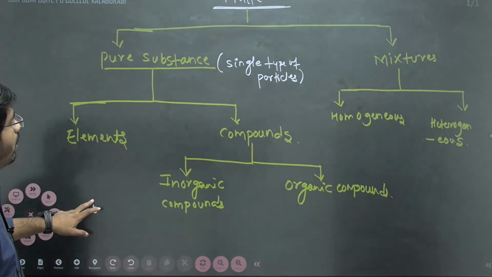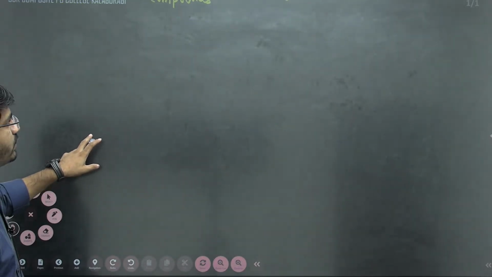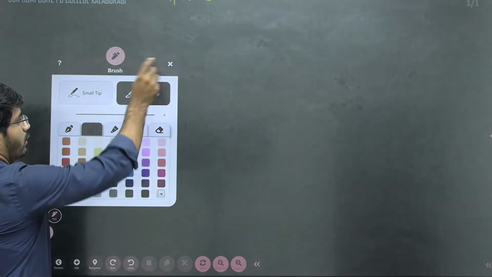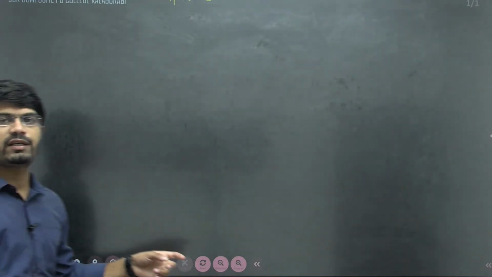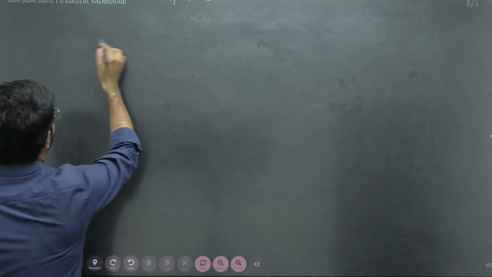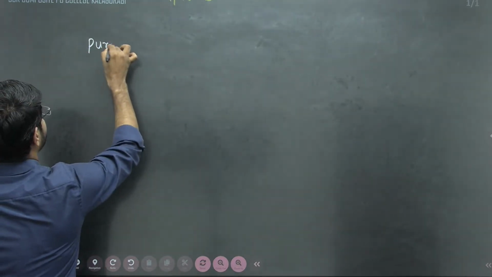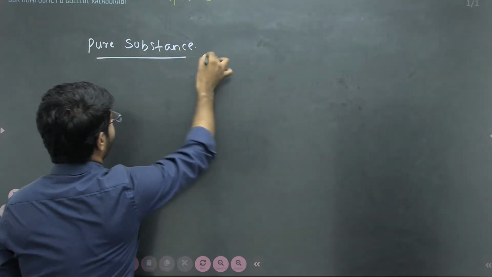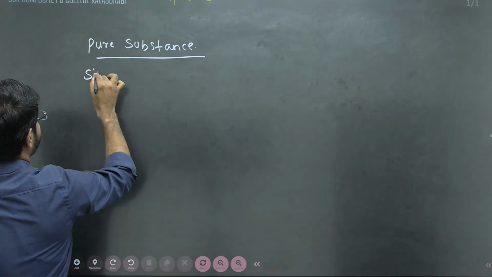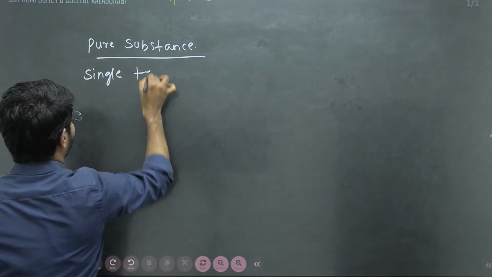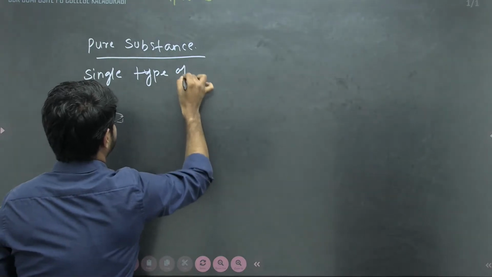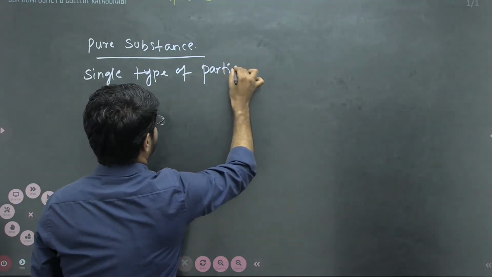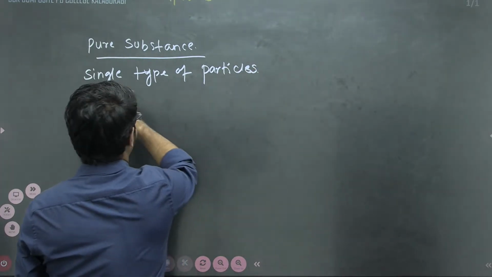Copy this quickly. Right. Here, in the matter, we study first pure substance, then we'll move on to the mixture. Now, pure substance is a single type of molecule. I have written it in the chart as well, but it consists of a single type of particles.